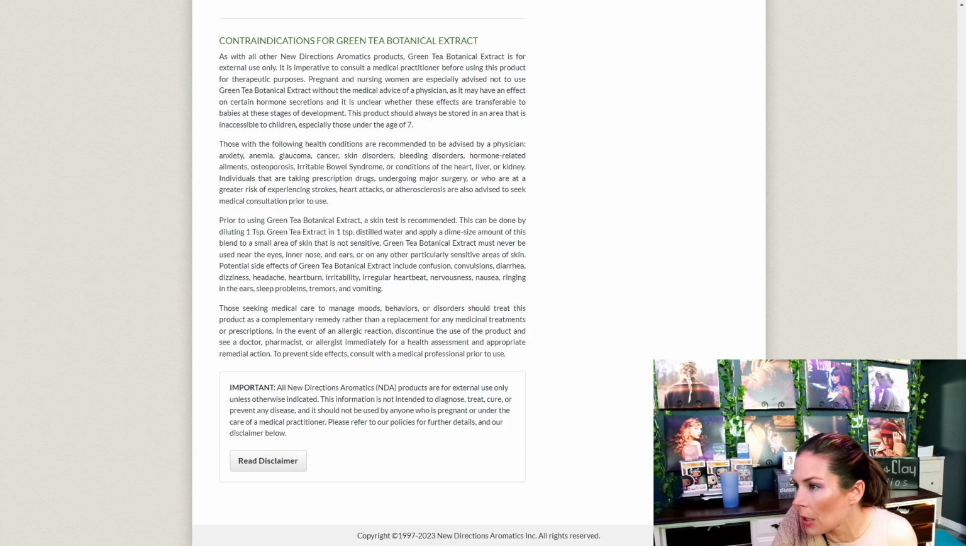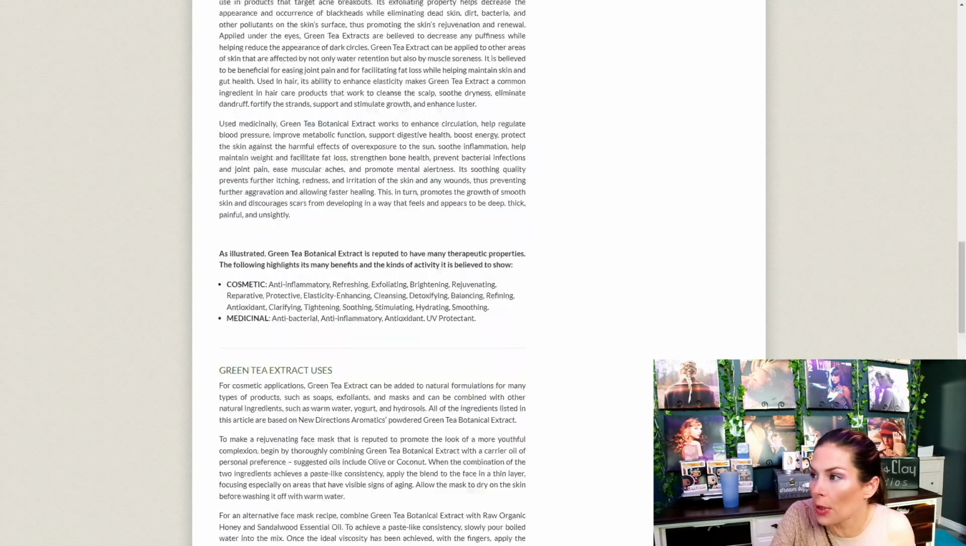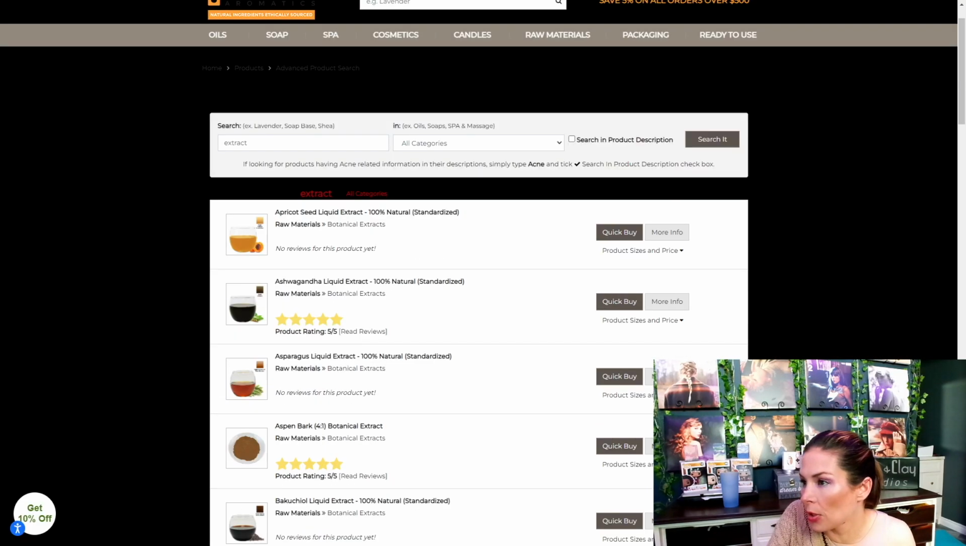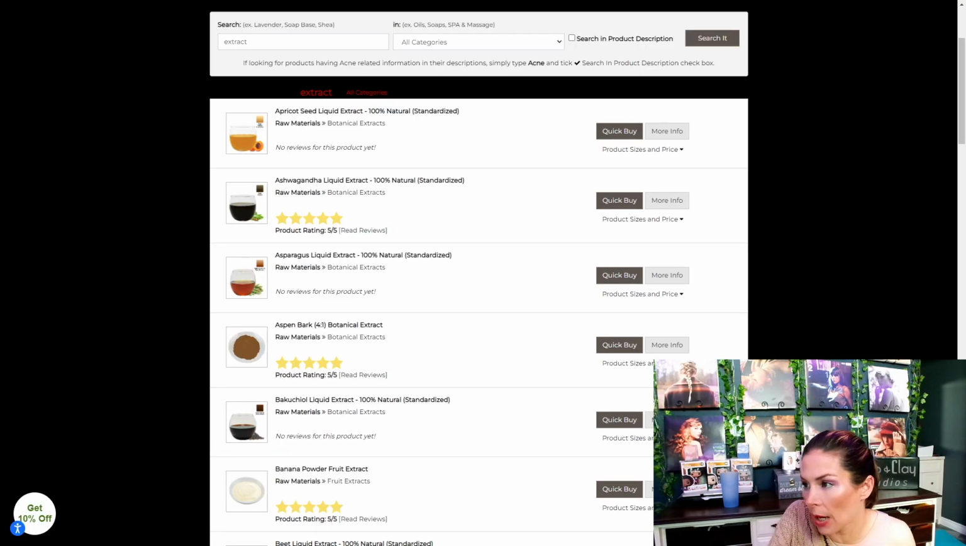It is going to be usually internal, but with all of this, definitely pay attention to it. Contraindications are very important, and so having this information at your fingertips so you can read it is a good idea. Now, just generally looking at New Directions, you see all of their different extracts and how they exist.